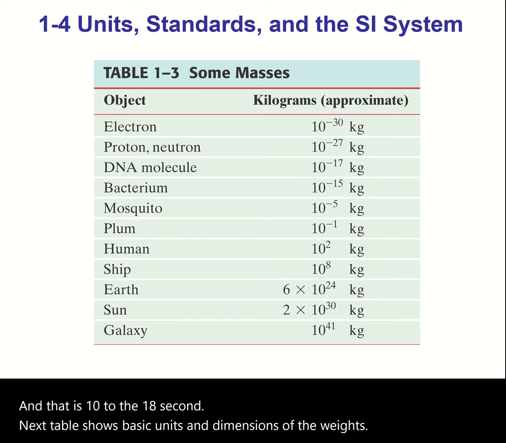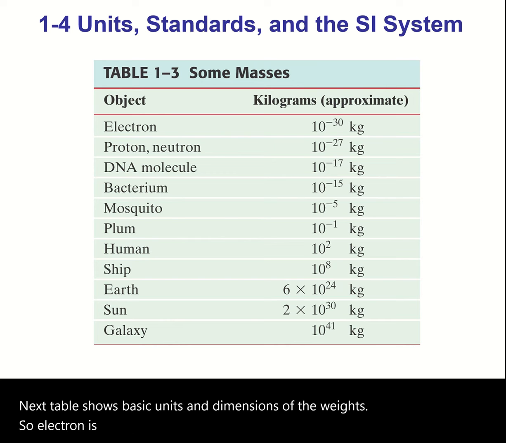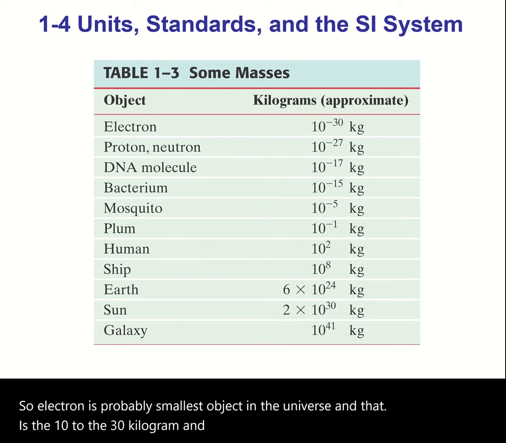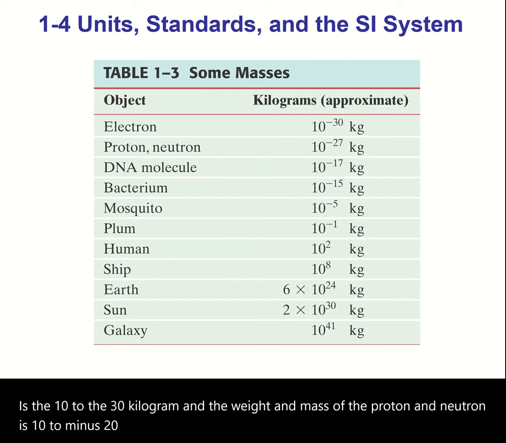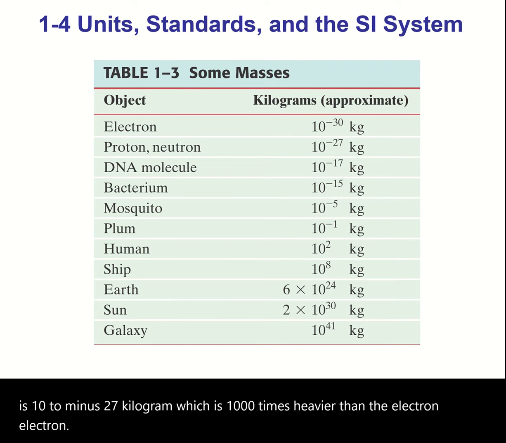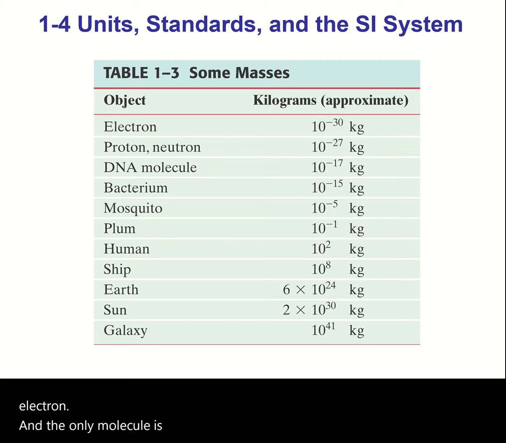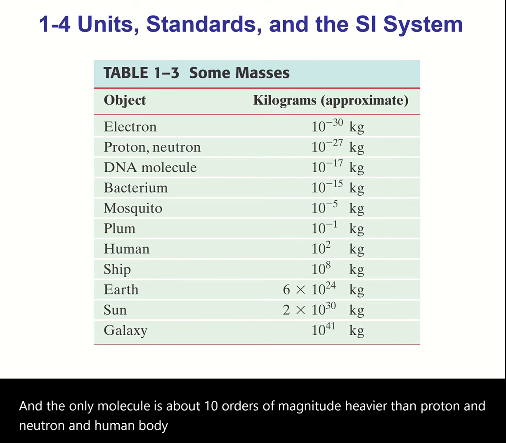So the electron is probably the smallest object in the universe, and that is 10 to the minus 30 kilograms. The mass of the proton and neutron is 10 to the minus 27 kilograms, which is 1,000 times heavier than the electron. And a DNA molecule is about 10 orders of magnitude heavier than a proton and neutron. And the human body is about 100 kilograms.